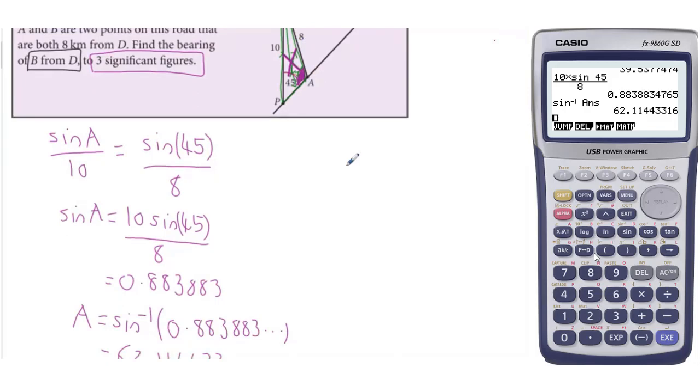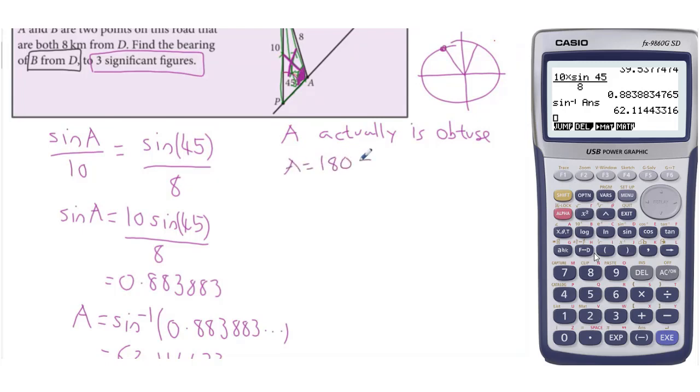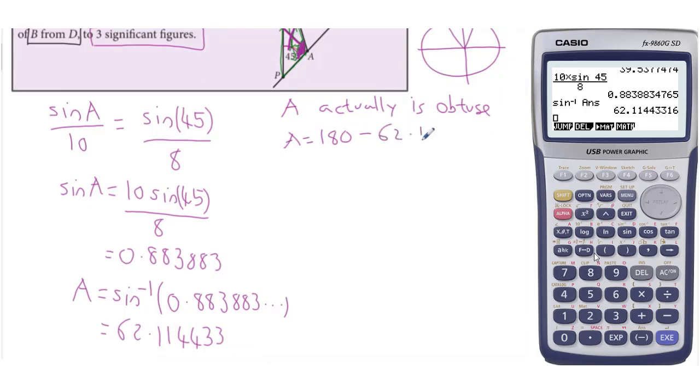So I'm going to say that A actually is obtuse. So that means, just think about your unit circle. 62 degrees is about here. So we're interested in this angle, which is 180 take 62. So A equals 180 take away 62.114433. So that equals 180 minus A and S equals, that gives us 117.8855.